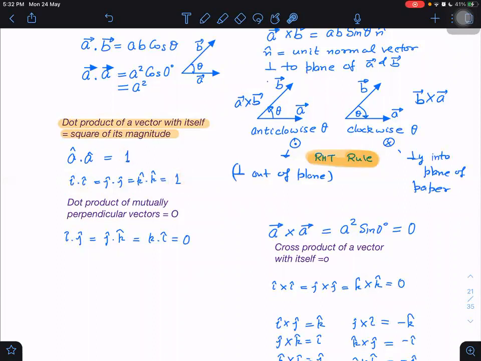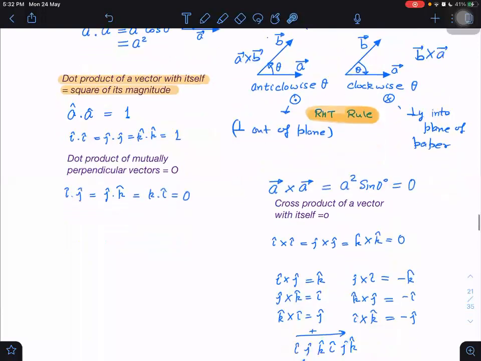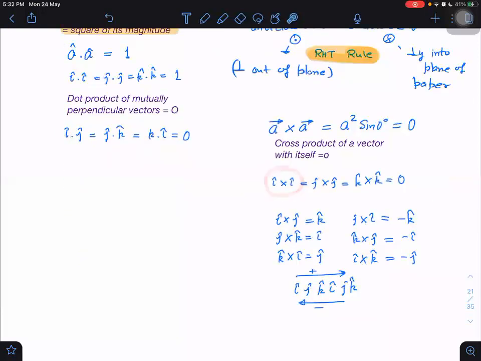And what will be the direction of this one? The dot product is only for scalars, no sir? Yes, very good. It does not have any direction. Dot product is only for scalars. So this number will be just a number. It will not have any direction.